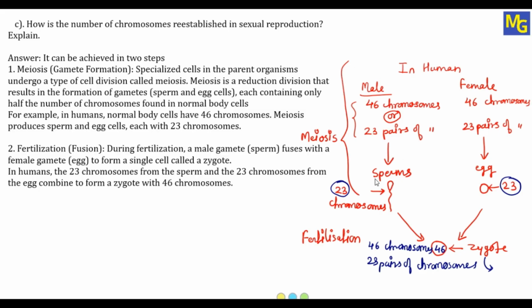So these are the two steps. Now if you see, in parents there were 23 in males, 23 in females, and now in the young one also there will be 23 pairs of chromosomes. With the help of these two processes, that is fertilization and meiosis, the number of chromosomes is re-established. So this is the answer for question C. After this we will move on to the next question.